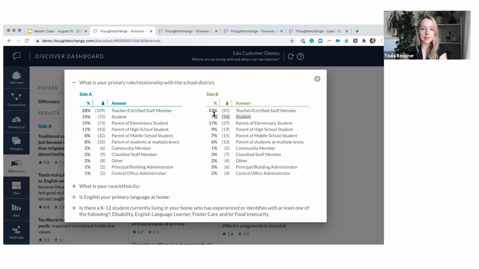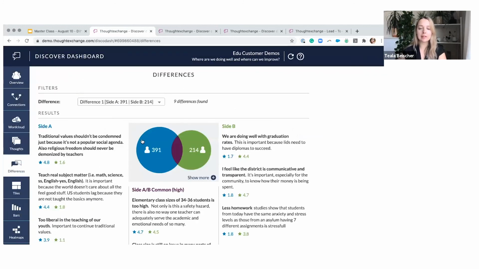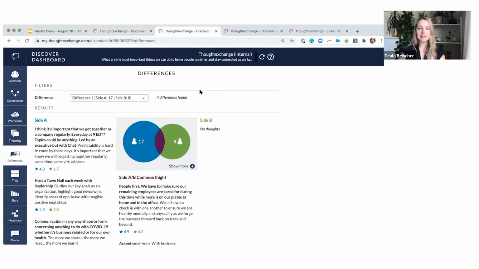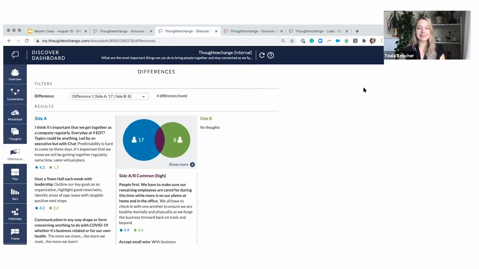So 19% of students thought that subject matter was really important, whereas only 7% of students thought that talking about district communication was really important. And that does start to really show you what the priorities are for your different groups of stakeholders too. All right, so that's the first example of differences. This is what you're going to see if you have a lot of rating in your exchange and it's a higher volume. If you have a slightly smaller exchange, you might see something more like this.